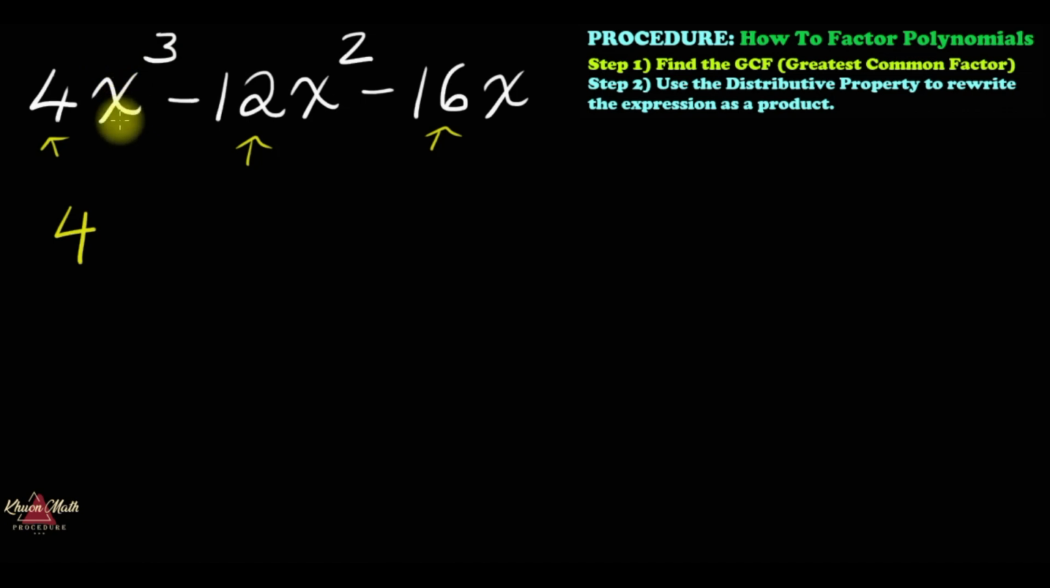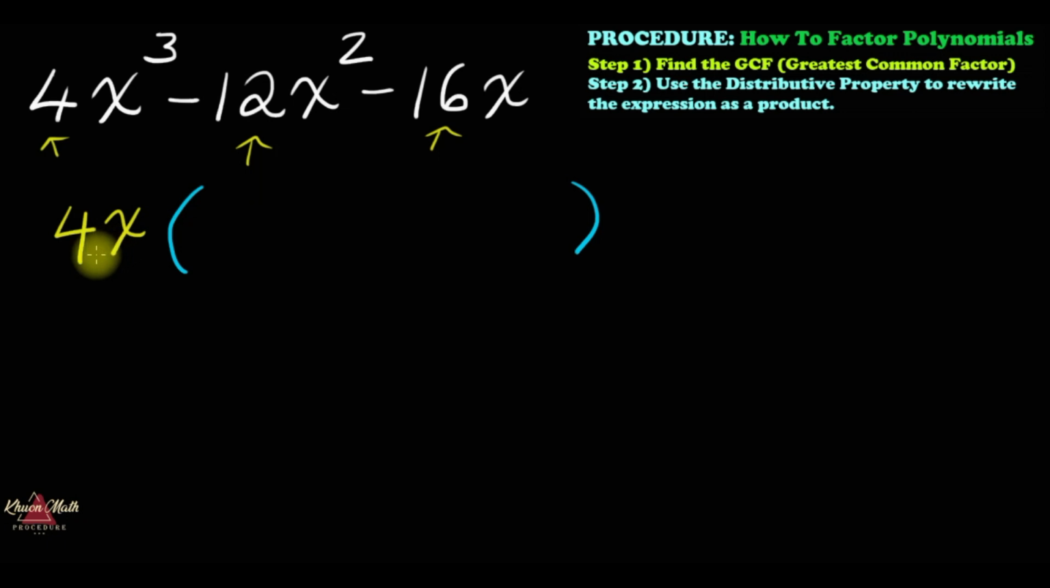Now here you got x cubed, x squared, and then x. So they all have at least an x. So we're able to pull that out. Okay, so 4x is going to be your greatest common factor. So that's step 1. Step 2 is to use the distributive property to rewrite the expressions as a product. So that means 4 times what is going to give you the top polynomial.